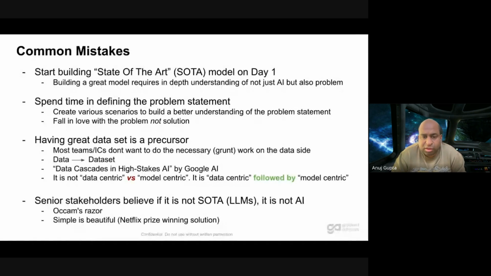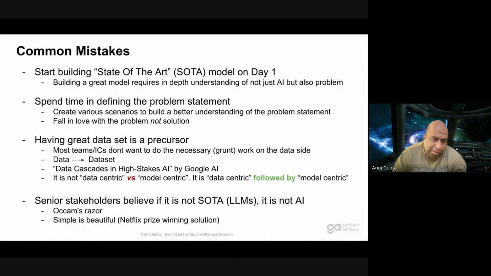Another mistake a lot of senior stakeholders make is believing that if we are not building state of the art LLMs, we are not doing AI. I've already stressed this point, and you should too. One of the best examples of this is Netflix. I think a decade ago or so it ran a competition for a recommendation system that would improve their metrics by more than 10 points. The best solution, which actually won the $1 million prize, was never productionized, because it was far too complex to productionize. So simple is beautiful, simple is brilliant, simple is what works very well.